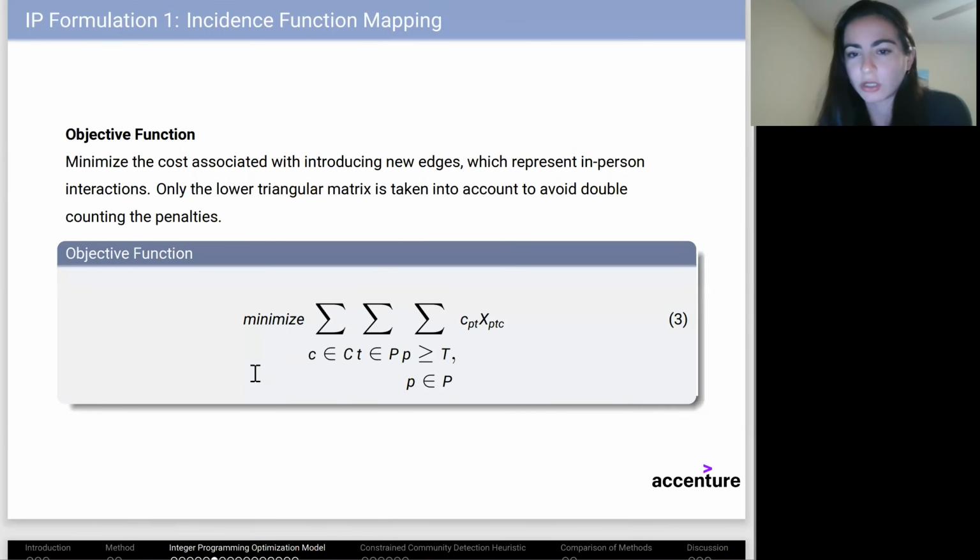In our objective function, we are looking to minimize cost, and that cost is associated with introducing new edges, which would represent in-person interactions that did not exist in the initial contact matrix. For comparison purposes, we're just looking at the lower triangular matrix. So we have this here because we don't want to double count the penalties. And in the next formulation, we don't need to do that. So this just keeps it consistent.